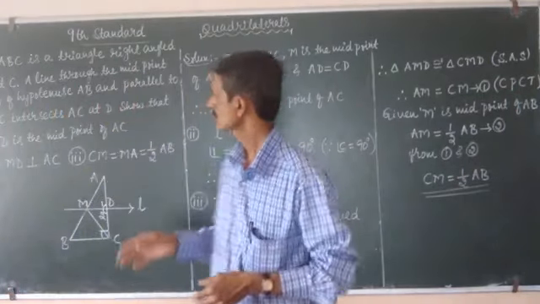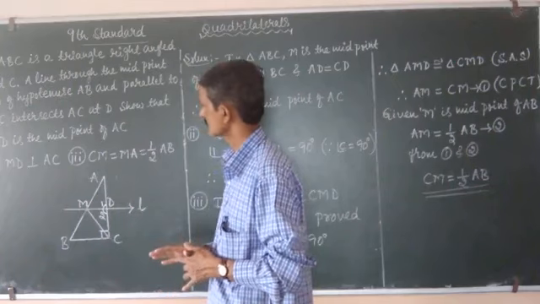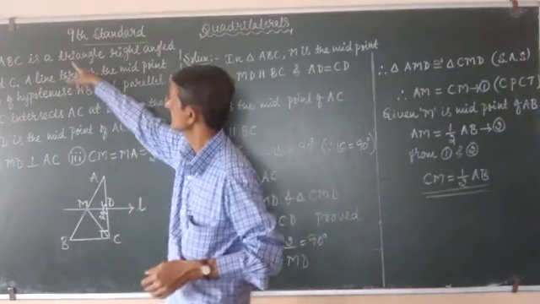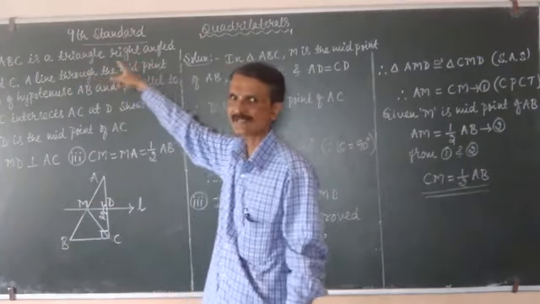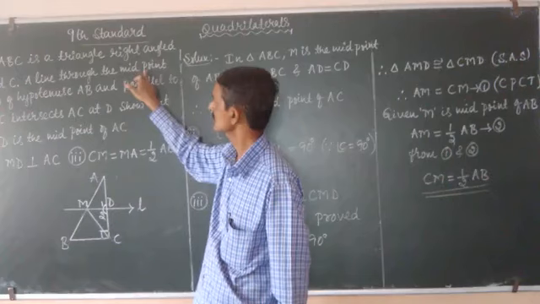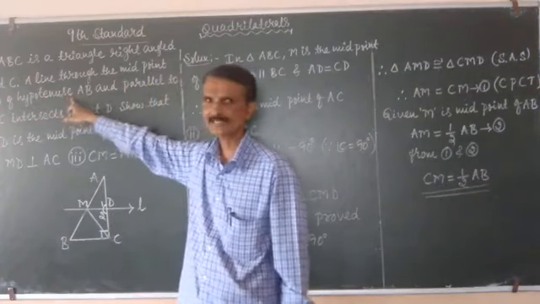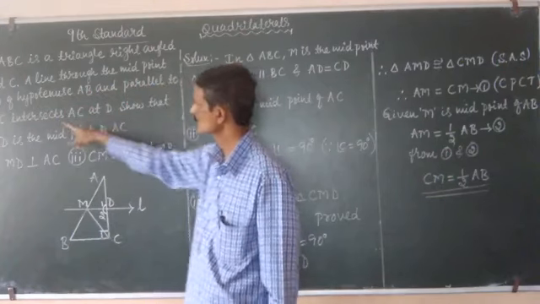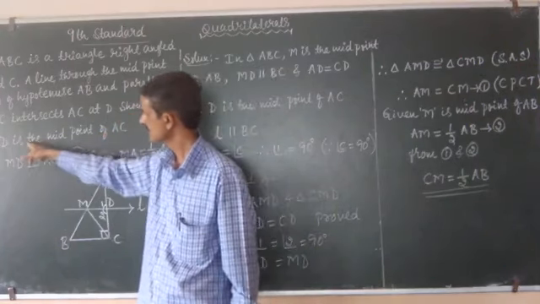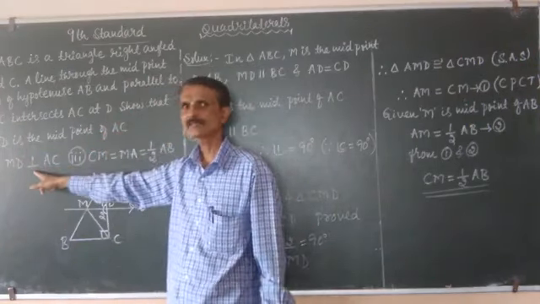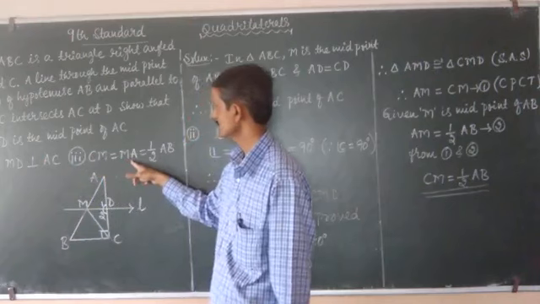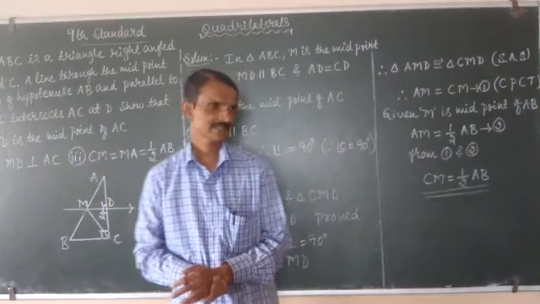Now students, observe this problem. It is given that ABC is a triangle, right angle at C. A line through the midpoint M of hypotenuse AB and parallel to BC intersects AC at D. Show that: first, D is the midpoint of AC; second, MD is perpendicular to AC; third, CM is equal to MA, which is equal to half of AB.